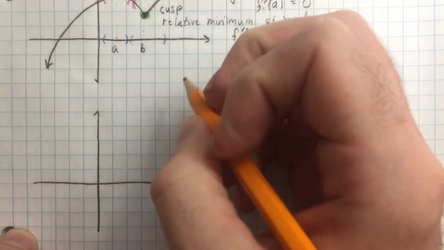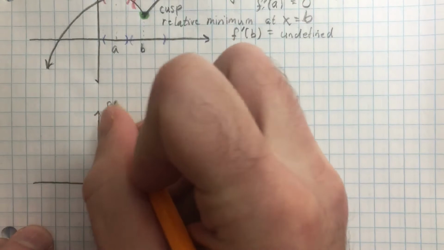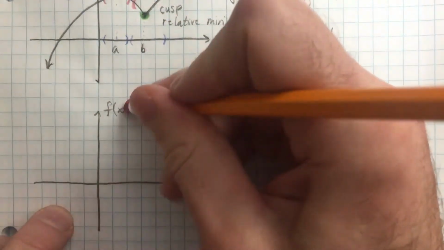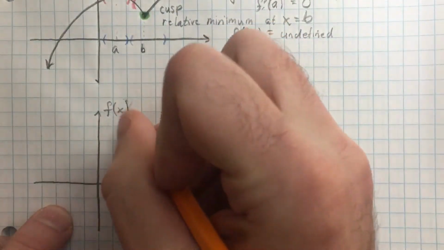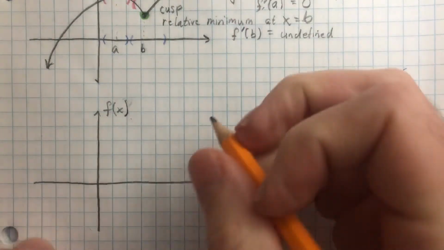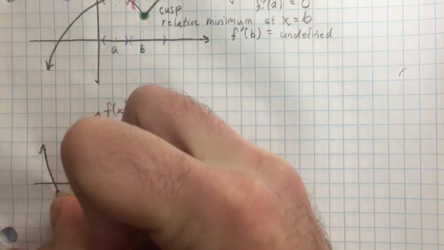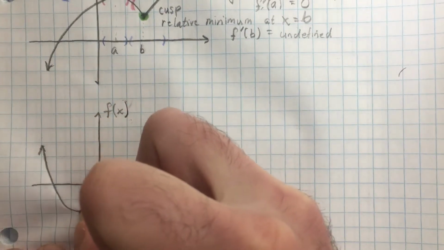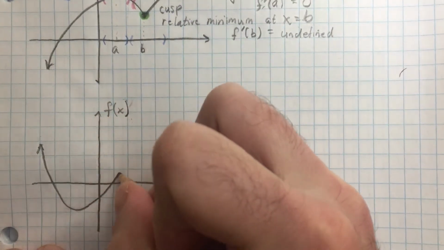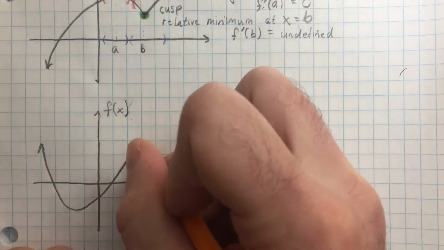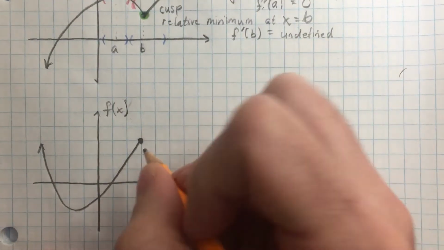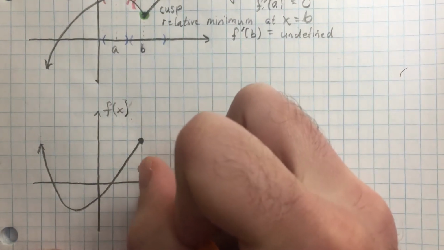All right, maybe something like f(x), x, and do this. Fill that in maybe, and then something like this.